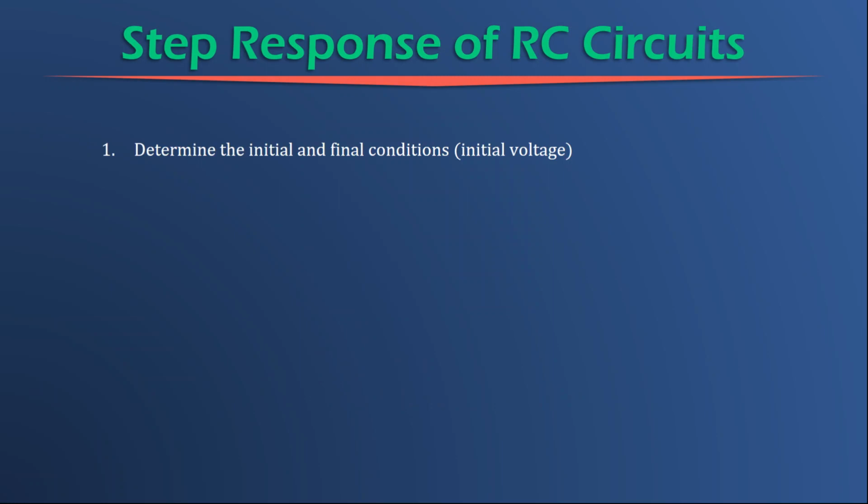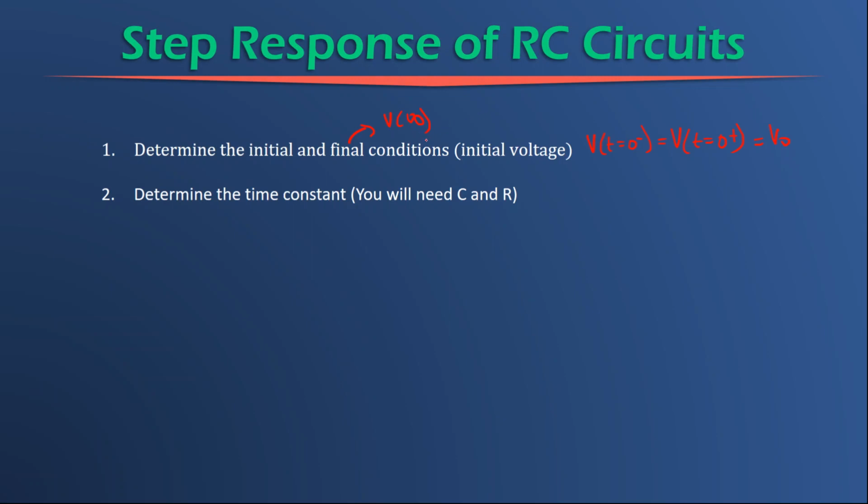So the procedure when dealing with the step response of RC circuits: determine the initial voltage. So the voltage at t equal to 0 negative, which is equal to the voltage at t equals 0 positive, and that's going to give us V0. Step 2, determine the time constant. Back to step 1, before we get to step 2, we also have to determine the final conditions. The final condition is V of infinity. So what is the voltage at time t equals infinity?